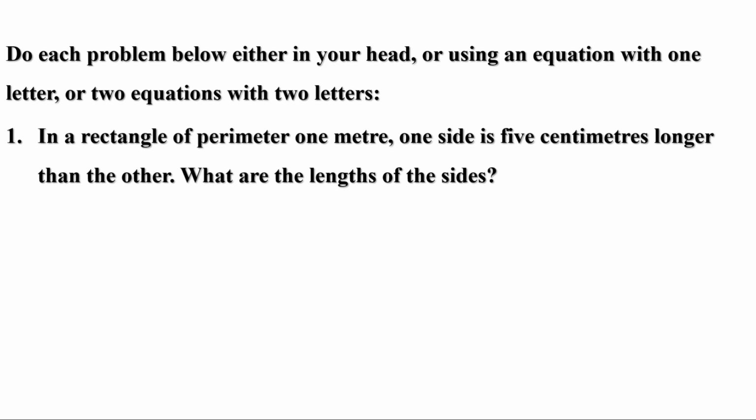Here the perimeter is 1 meter, that is 100 centimeters. Perimeter means 2 times (length plus breadth). Therefore, length plus breadth equals 50 centimeters. One side is 5 centimeters longer than the other. So, let us keep 5 centimeters for the longer side.